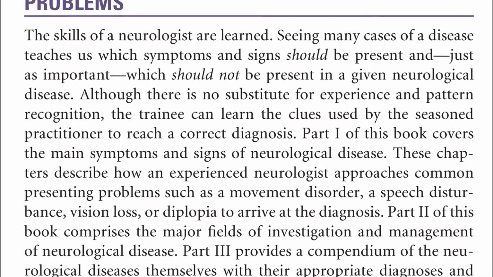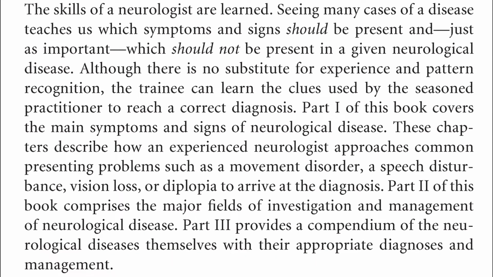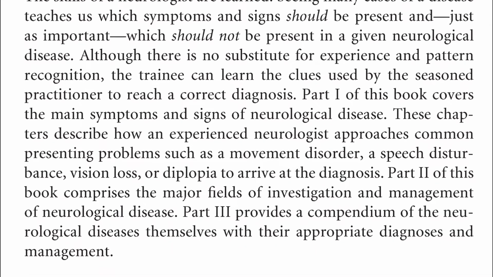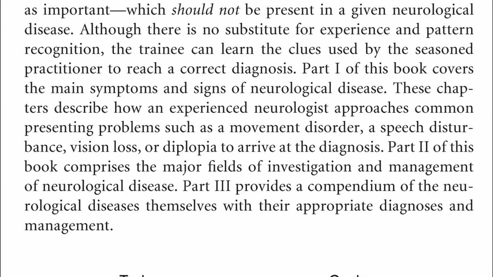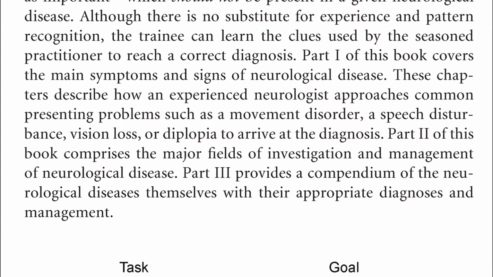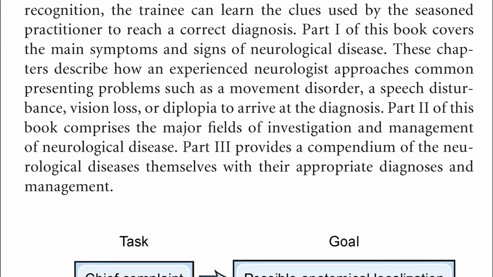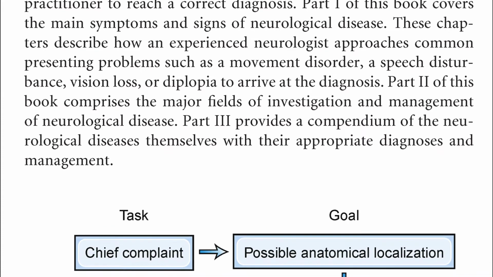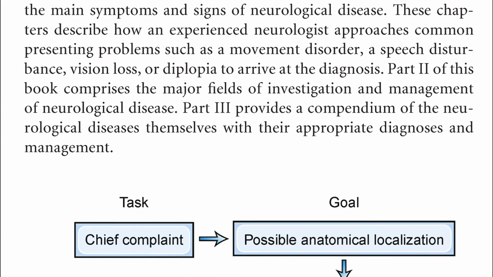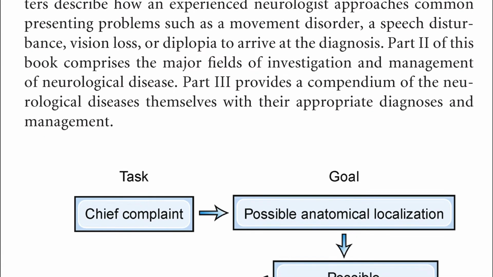Part 1 of this book covers the main symptoms and signs of neurological disease. These chapters describe how an experienced neurologist approaches common presenting problems such as a movement disorder, a speech disturbance, vision loss, or diplopia to arrive at the diagnosis. Part 2 of this book comprises the major fields of investigation and management of neurological disease. Part 3 provides a compendium of the neurological diseases themselves with their appropriate diagnoses and management.